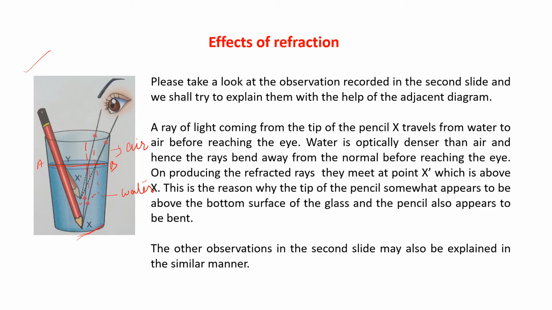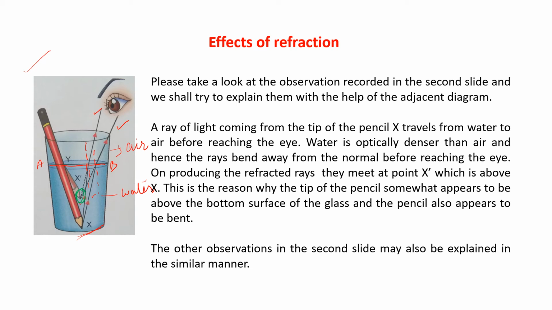Now, this refracted ray, this one and this one, these two are produced backward, see with the dotted line, and you can see that the pencil is meeting at this point. Just let me show you with a different color. This point is denoted by X dash.